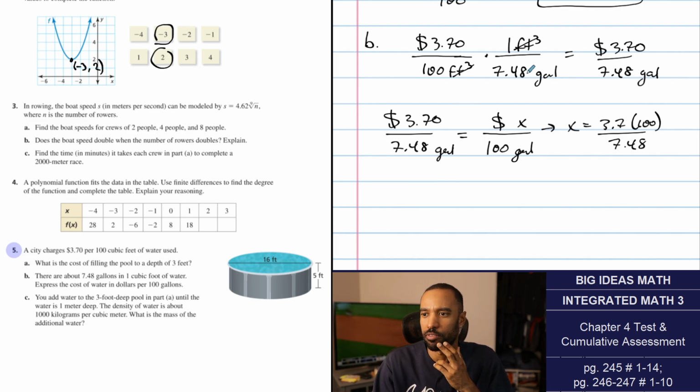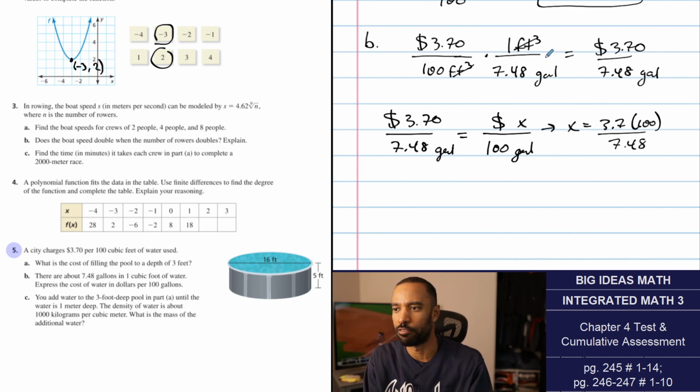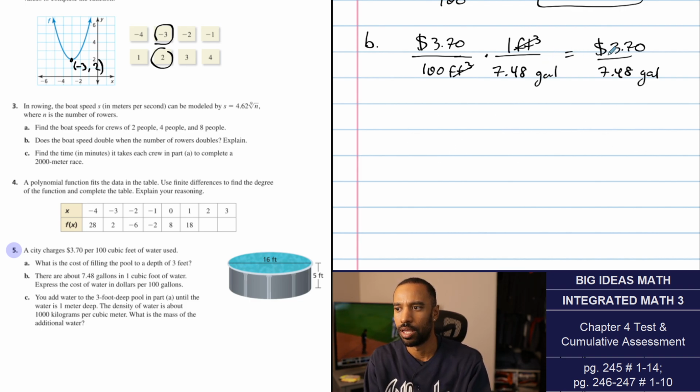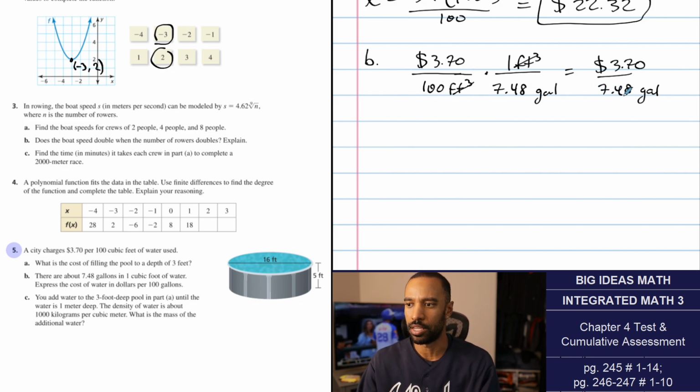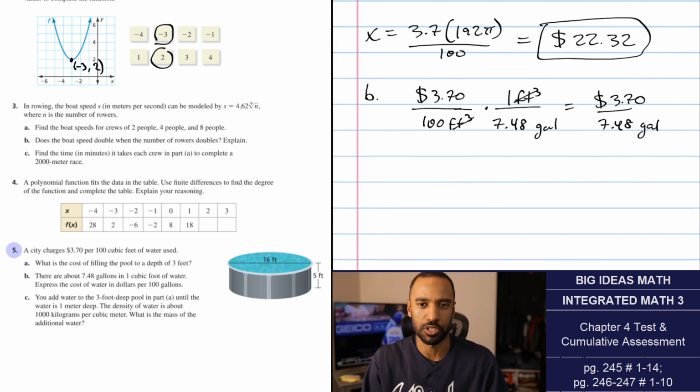Oh, it says per 1 cubic foot of water. Hold on a second. Then we already have the conversion. Hold on. Then I'll take that all back because this is already 100 right here. So this is already good. We just got to do the division there. I'm sorry. We'll just stick to that.